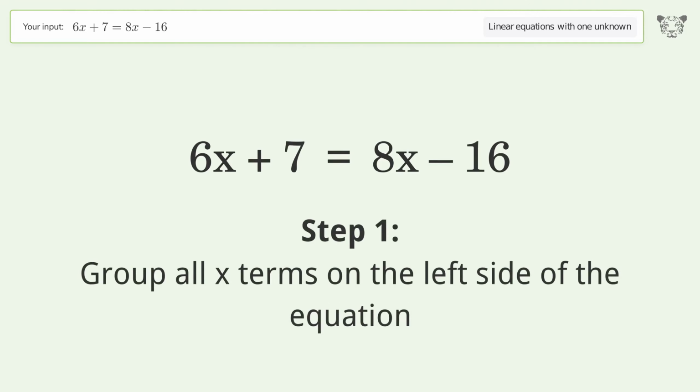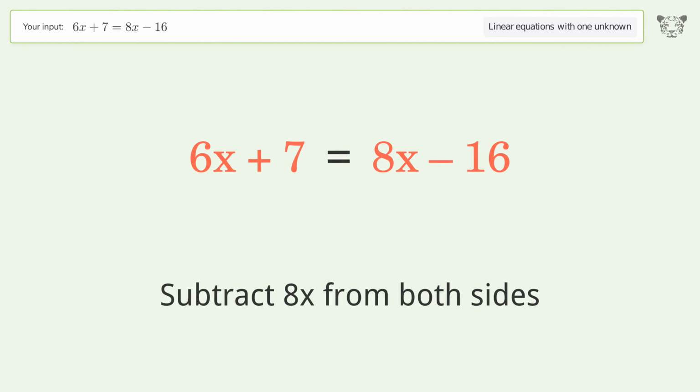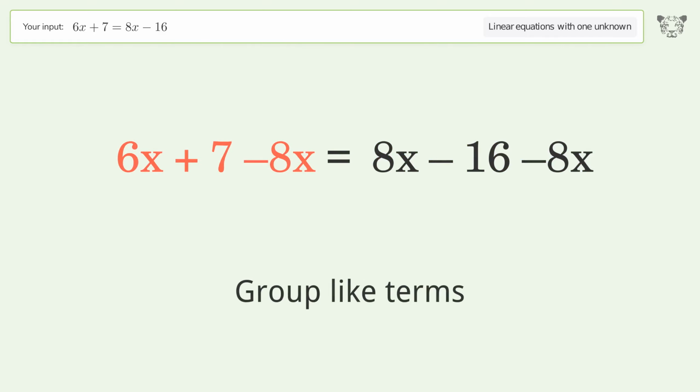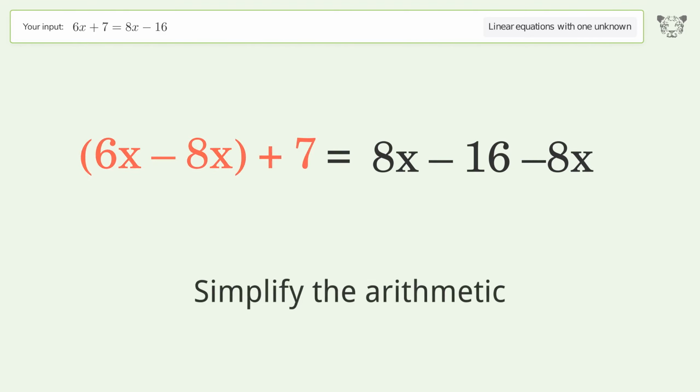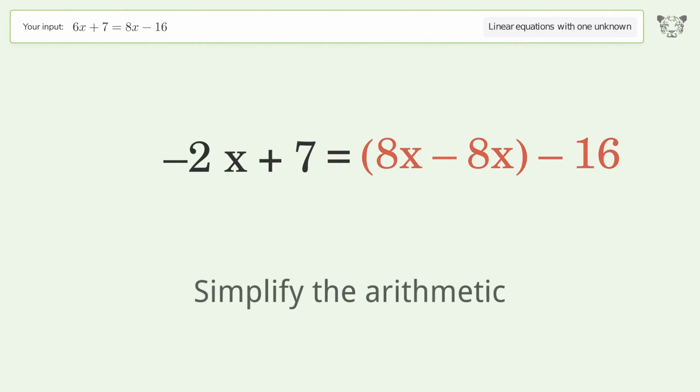Group all x terms on the left side of the equation. Subtract 8x from both sides. Group like terms. Simplify the arithmetic. Group like terms. Simplify the arithmetic.